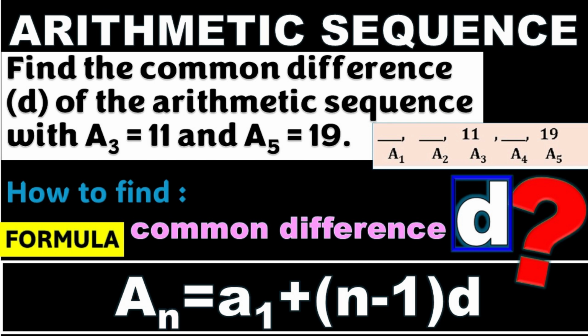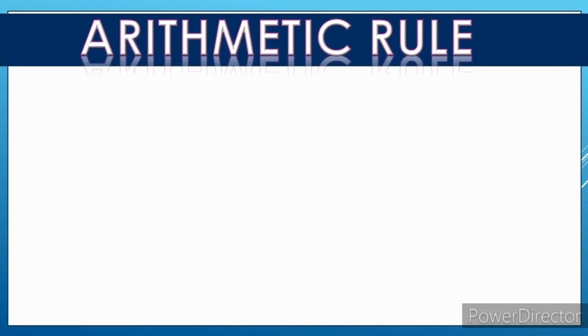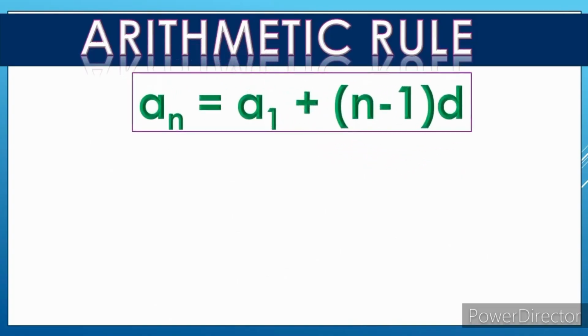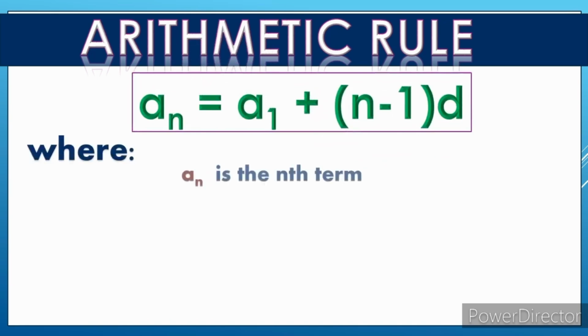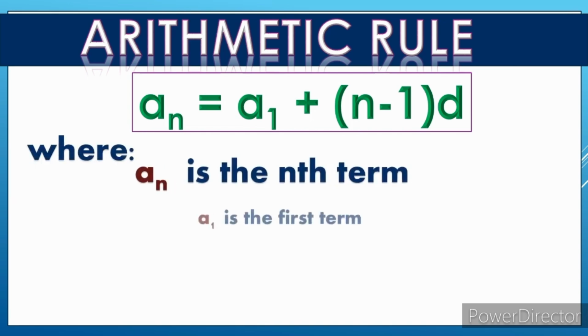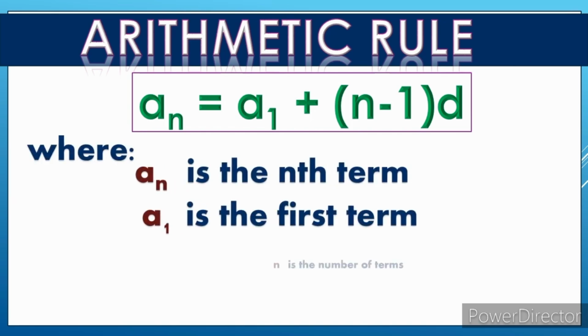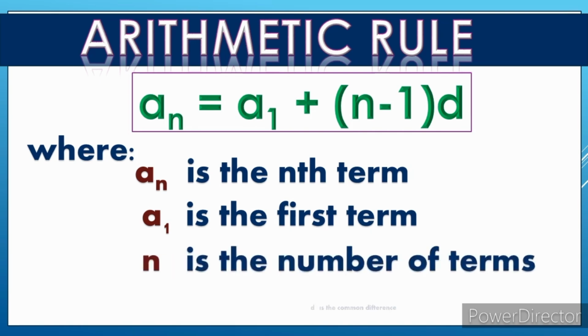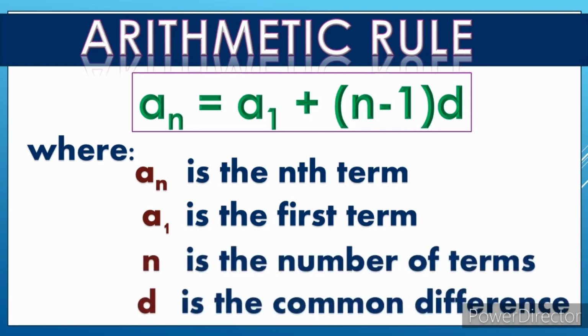In this video, we will study how to find the common difference D using the arithmetic formula. Let's first recall the arithmetic rule, which is a sub n equals a sub 1 plus the quantity of n minus 1 times the common difference D, where a sub n is the nth term, a sub 1 is the first term, n is the number of terms, and D is the common difference.